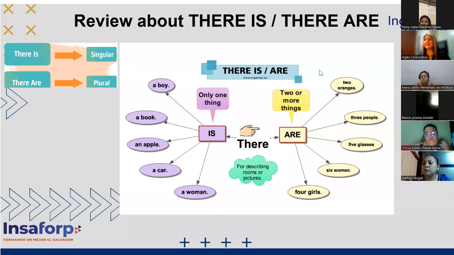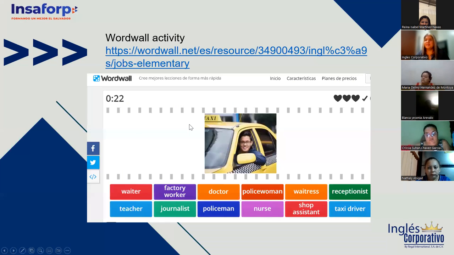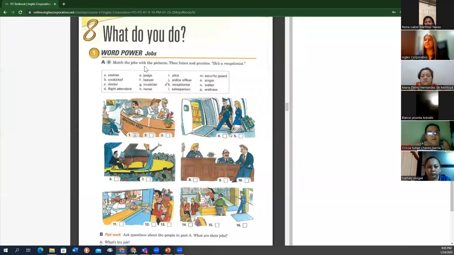Do you have questions about that? ¿Tienen preguntas acerca de este punto de gramática? That is very easy, right? Just for plural and singular. ¿Tienen preguntas? No, miss. Okay, good. That was a review about unit number 7, okay? Today, we're going to start unit number 8. Okay, that is related to jobs, okay? What do you do, related to jobs? Okay, here we have vocabulary.